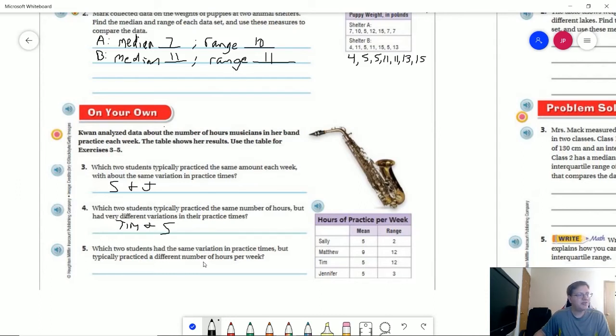Number 5, which 2 students had the same variation in practice times, but typically practiced a different number of hours each week? We would be looking at our range here for the starting point. And so our range of 12 would be identical, and both of these people have drastically different number of hours per week on average. And so that would mean Matthew and Tim would meet the requirements for that.